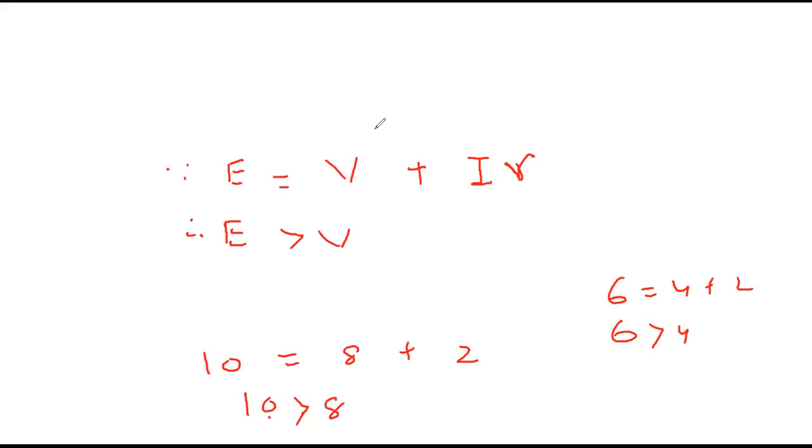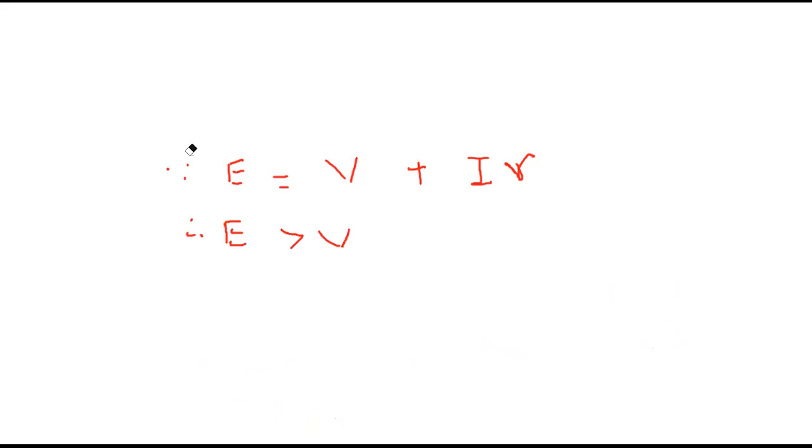This time, is the battery giving the current or taking the current, or neither giving nor taking? Giving. Giving current is charging or discharging? Discharging. Since it is giving, it is discharging.